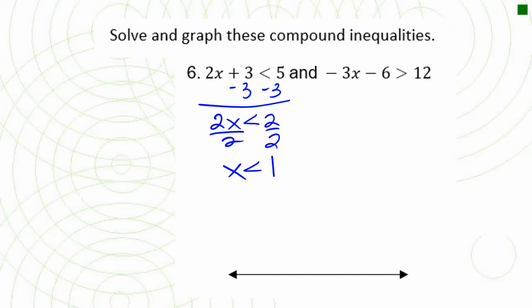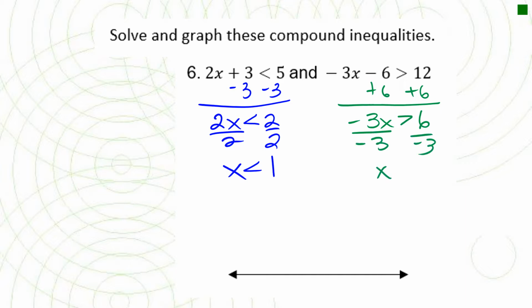Okay, moving on to the other one, I'm going to add 6 to both sides. And I get negative 3x is greater than 6. I divide by negative 3. Uh-oh, I divided by a negative, so I got to flip my sign, and I get negative 2. All right, so now I'm going to put my two values on the number line. So the smallest one goes on the left. So that one, the negative 2, goes on the left, and the 1 goes on the right.